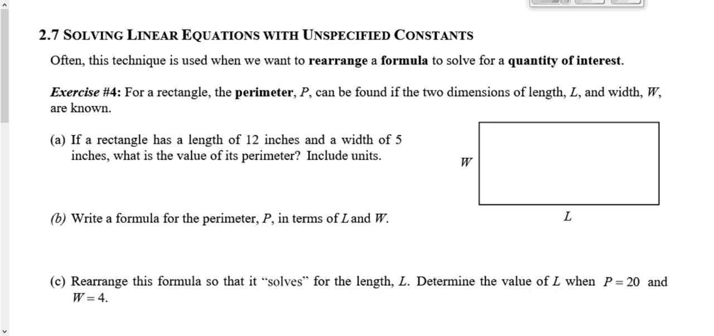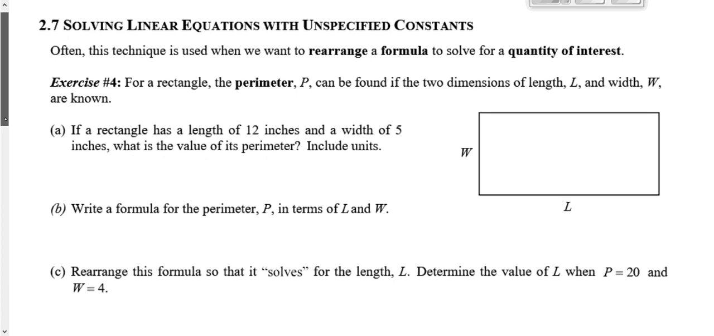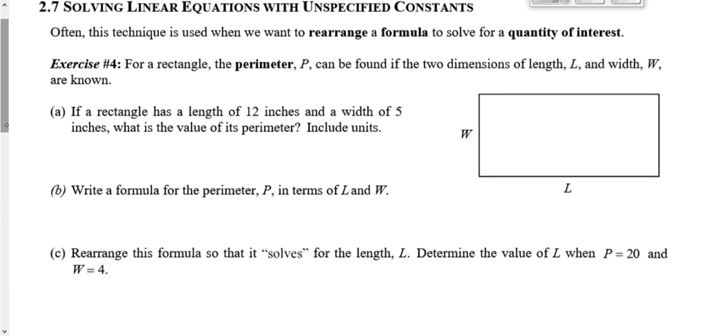So on the next page, now we have a geometry problem. What is that shape over there? Rectangle. Okay, it says for a rectangle, the perimeter P, and you know how to find perimeter, right? Add all four sides up, right? It can be found if the two dimensions of length L and width W are known. So there's L and W. They don't give us any numbers in there, right?